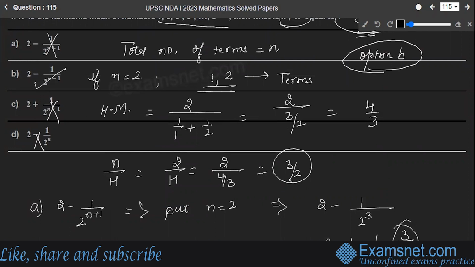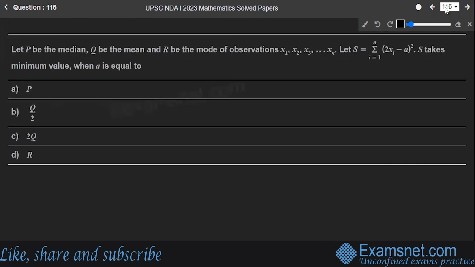Hope you got that. Next is question number 116. Let P be the median, Q be the mean, R be the mode of these observations. Then let sigma S be given by this. This takes the minimum value when A is equal to what?